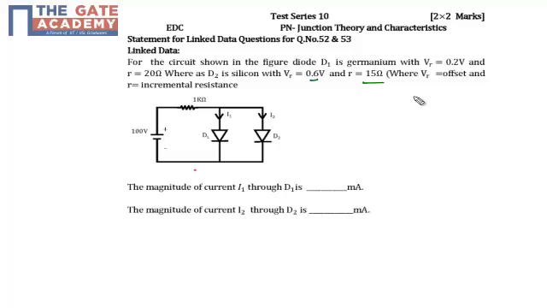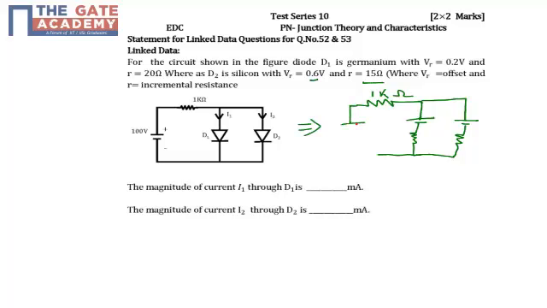So first of all, let's draw the equivalent circuit diagram of the circuit, because we know that my diodes are not ideal; they are basically practical. Where D1 is made up of germanium, my circuit will be like this: anode terminal is always positive, cathode is negative, with the incremental resistance. And the other is silicon. Similarly, anode positive, cathode negative with the incremental resistance. And there we have a supply battery.